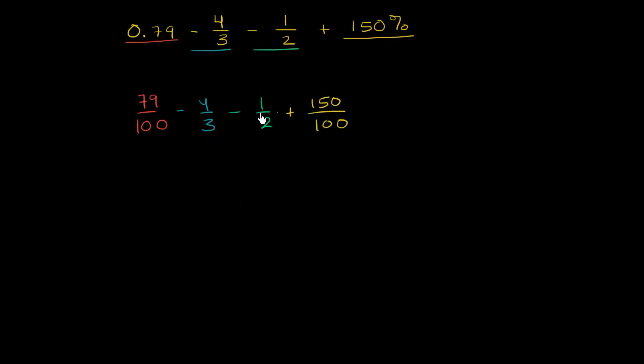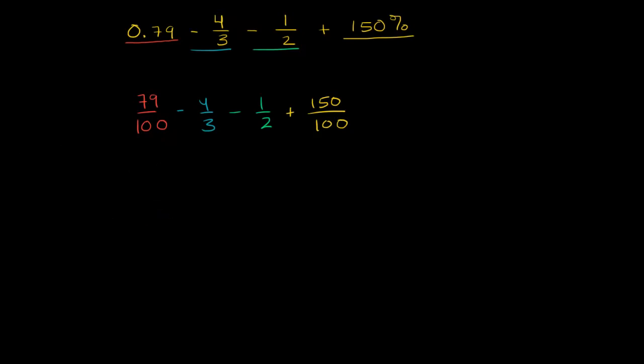And in order to do all the subtraction and addition, we have to find a common denominator. So what's the least common multiple of 100, 3, 2, and 100? Well, 100 is divisible by 2, so 100 is actually the least common multiple of 100 and 2. So we really have to just find a least common multiple between 100 and 3. And that's just going to be 300. There's no other common factors between 100 and 3. So let's write all of them with 300 as the common denominator.